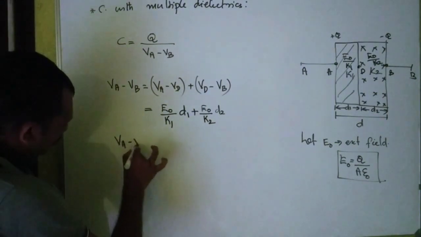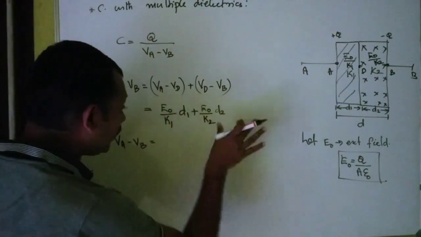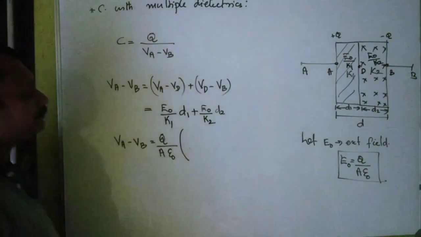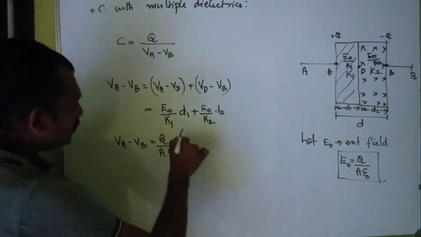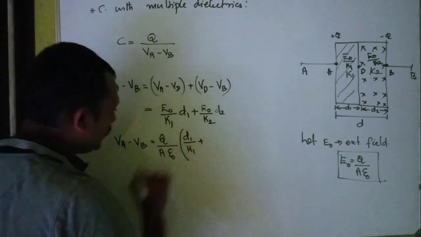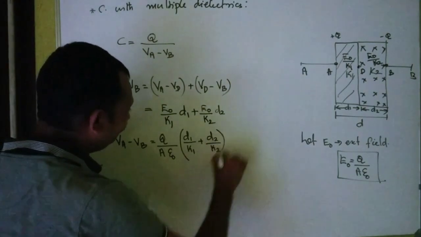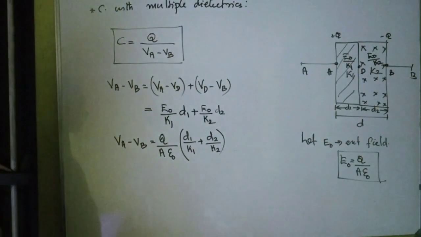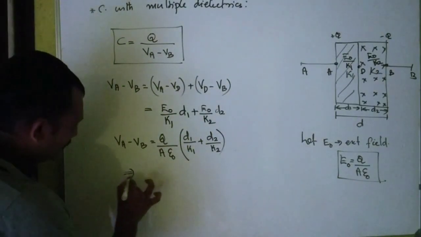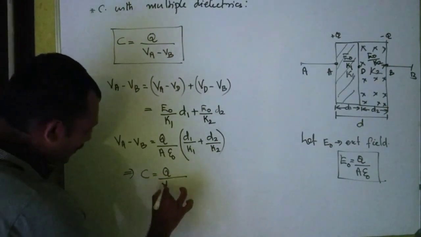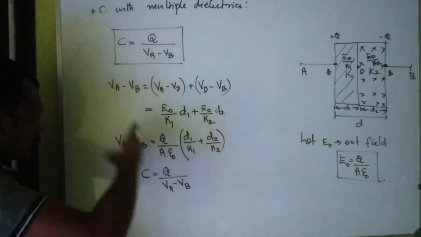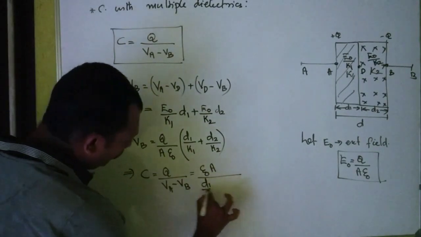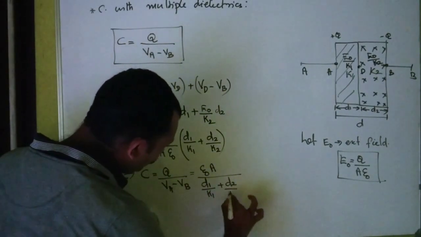Now I can say VA minus VB is equal to, I can take common factor E0. Along with taking the common factor, I am making the substitution also. Q divided by A epsilon 0 into, tell me what else, E0 is taken outside, D1 by K1 plus D2 divided by K2. And capacitance, what is the formula for the capacitance? C is equal to Q divided by VA minus VB. Now I got VA minus VB. Therefore, C is equal to Q divided by VA minus VB. I can take these terms to this side, this to the other side. It's very simple now. Epsilon 0 A divided by D1 by K1 plus D2 divided by K2.